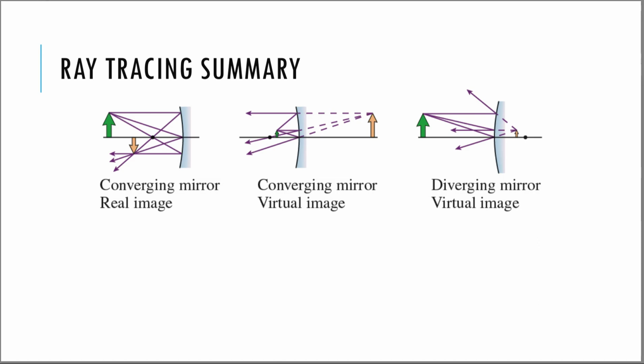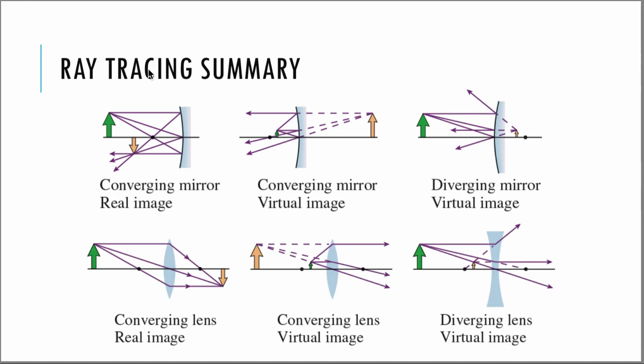Let's just look at a summary of all the different ray tracing diagrams that we've seen. This is for the mirrors here. A converging mirror, well, not always, formed a real image when the object was further than the focal length, but your converging mirror formed a virtual image when your object was in between the mirror and the focal point. You can see that we had to trace the rays back. And a diverging mirror always formed a virtual image.